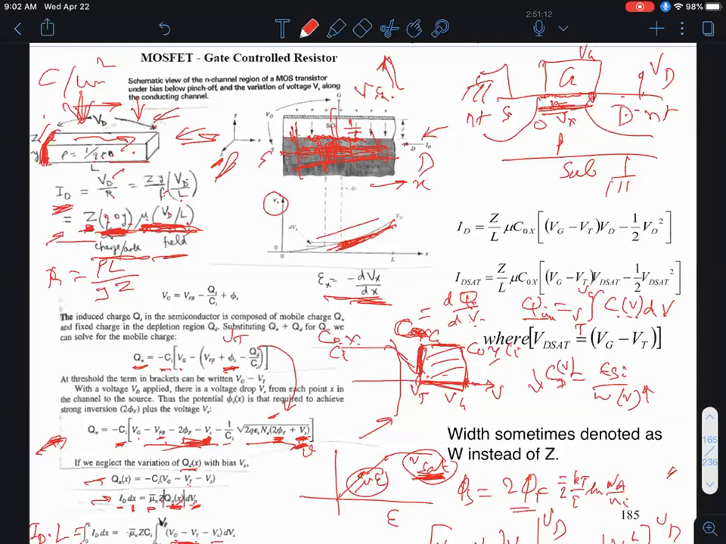But having said that, many papers and books will use W instead of Z, and they'll interchangeably use CI, which is the gate insulator capacitance. CI is equal to the insulator permittivity divided by the thickness of the insulator, or Cox, which is epsilon oxide divided by the thickness of the oxide, because in most cases, the insulator happens to be an oxide, okay?